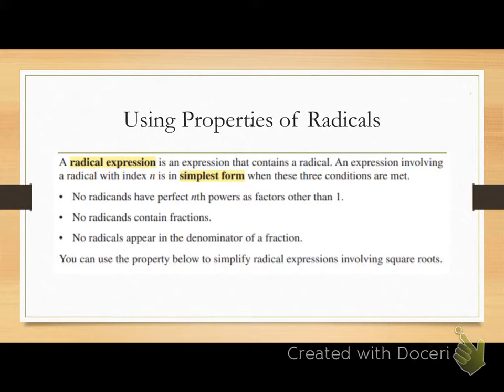An expression involving a radical with index n is in simplest form when these three conditions are met. So I'd write these three conditions down. So the first condition is no radicands have perfect nth powers as factors other than 1. So here's what that means.